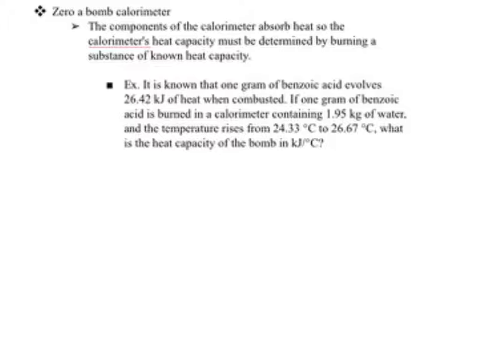So the components of the calorimeter absorb heat. So heat capacity must be determined by burning a substance of known heat capacity. So our known substance is going to be benzoic acid. We have 1 gram of that, and that is going to evolve 26.42 kilojoules of heat when combusted. So if 1 gram of benzoic acid is burned in a calorimeter containing 1.95 kilograms of water, we know that the heat lost by the benzoic acid and the bomb together should add up.